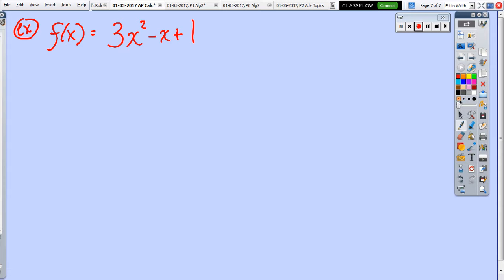They might tell you to find the derivative specifically in terms of limits. That's what we're going to do. It's possible.